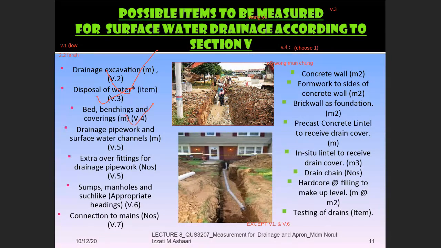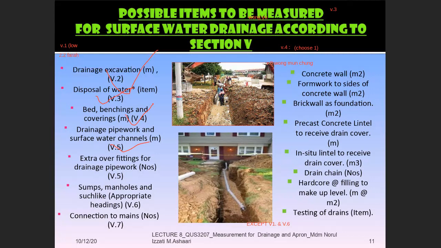After that, V.4, V.5. And then under V.5, for a certain type of pipe work, you have extra over, especially if you have plastic pipe work. UPVC, normally you have fitting. But for the concrete and VCP pipe, precast concrete or any concrete work, we did not have any fitting. Fitting means bend or maybe T, reducer, or something like that.